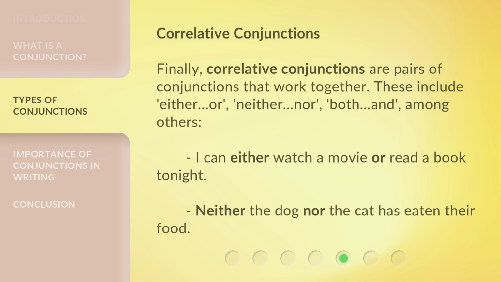Correlative conjunctions. Finally, correlative conjunctions are pairs of conjunctions that work together. These include either-or, neither-nor, both-and, among others. I can either watch a movie or read a book tonight. Neither the dog nor the cat has eaten their food.